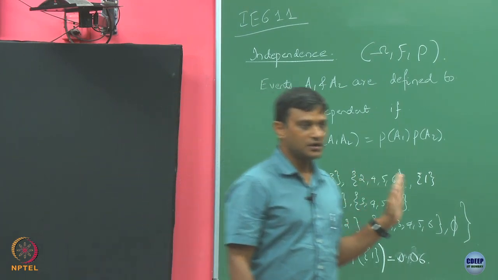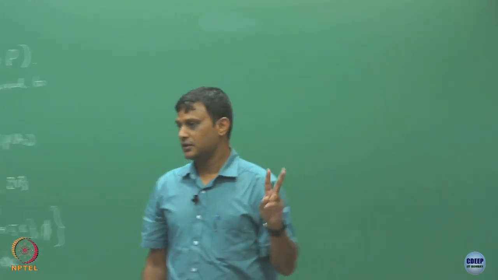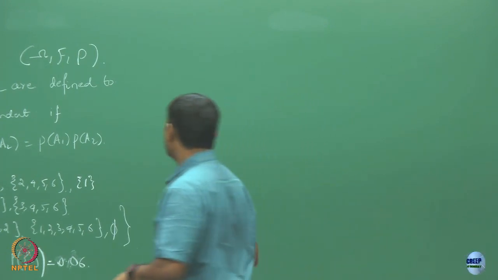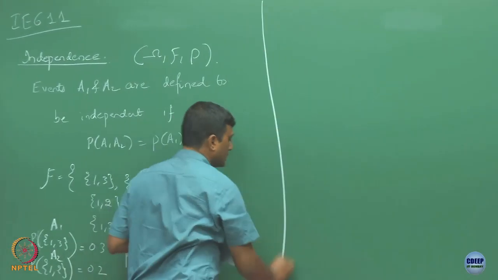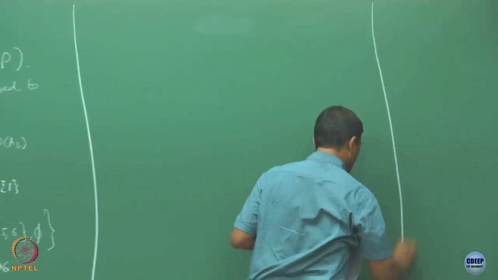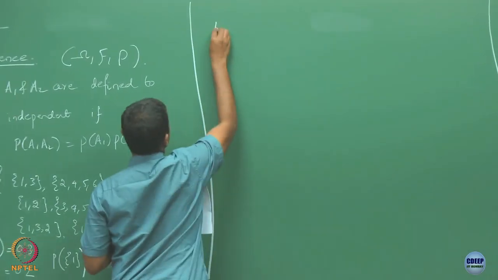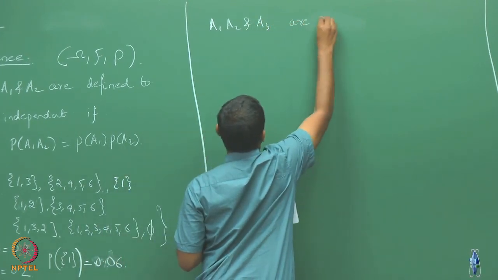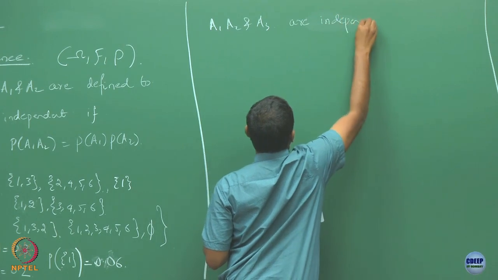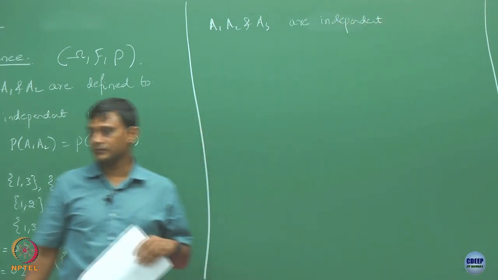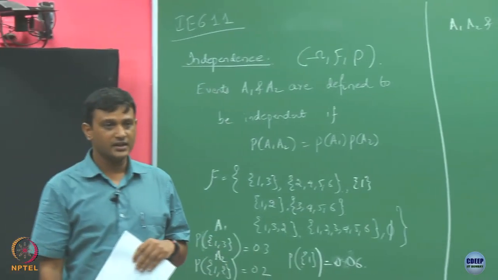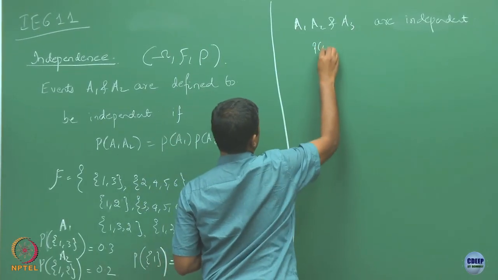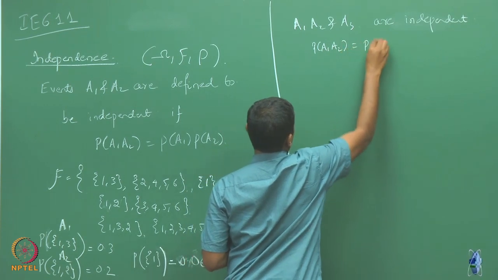Now, this is the notion of independence of two events. Now, can we talk about independence of three events? How about, so when are we going to say A1, A2 and A3 are independent? We are going to say they are independent. Now, if I take P1, P2, this should satisfy.